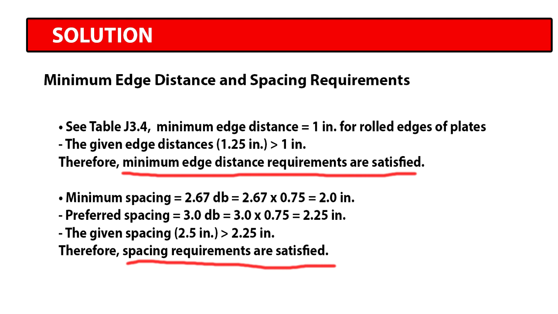Now for the spacing, we have 2 and 2/3 d, or 2.67 times d, which is 0.75, so we have 2.0 inch. Now for the preferred spacing, we have 3.0 times 0.75, so we get 2.25 inch. And our given spacing in the figure is 2.5 inches, which is greater than the preferred spacing of 2.25 inch. Therefore, the spacing requirements are satisfied.